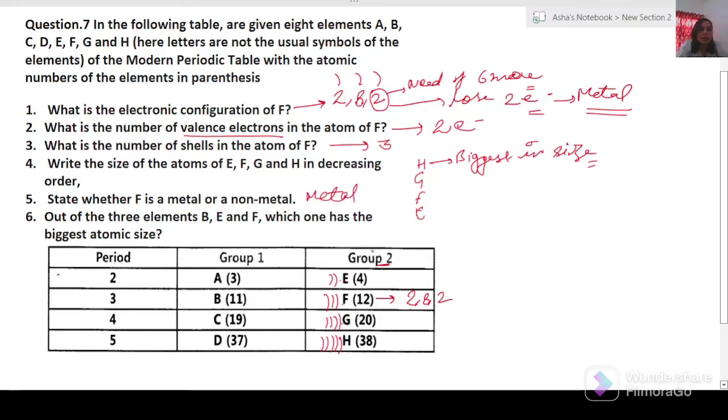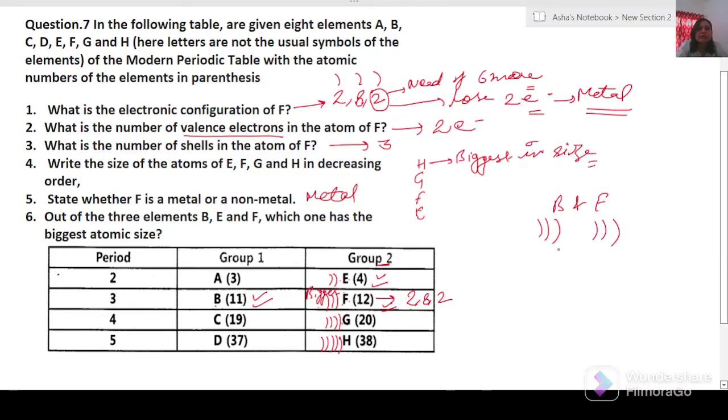Out of the 3 elements B, E and F, which one has the biggest atomic size? Here it is B, then here it is E, and here it is F. Now out of E and F, F will have bigger size here, right? Now the question is between B and F. B and F belong to the same period with 3 shells, 1 2 3, 1 2 3, right?